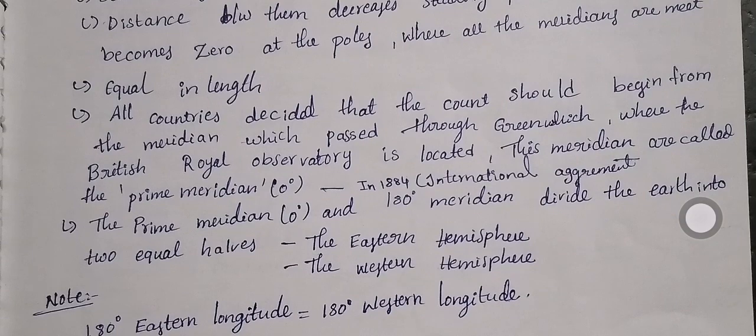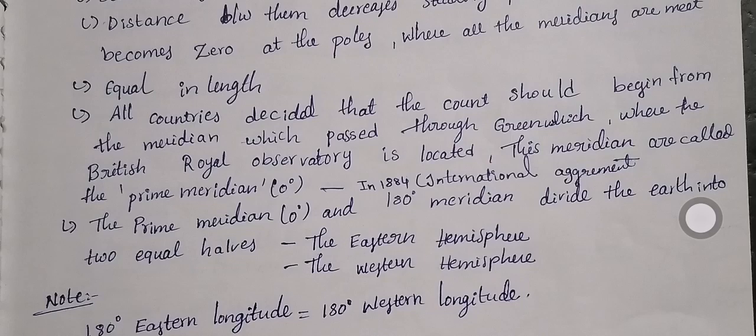Then all the countries decided that counting should begin from the meridian which is the 0 degree longitude, which passes through Greenwich, where the British Royal Observatory is located. This meridian is also called the prime meridian, which was decided in 1884 by international agreement.